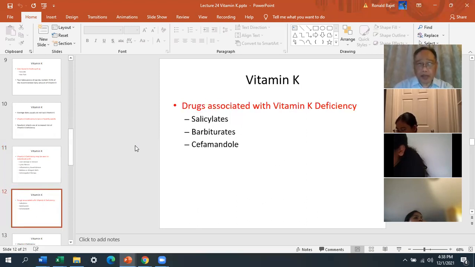Drugs can also be associated with vitamin K deficiency. Salicylates, and an example of salicylates would be aspirin. Aspirin is acetylsalicylic acid, so salicylates is aspirin. Barbiturates, antidepressants or tranquilizers, cefamandole, antibiotics. So there's certain drugs that can be associated with vitamin K deficiency.